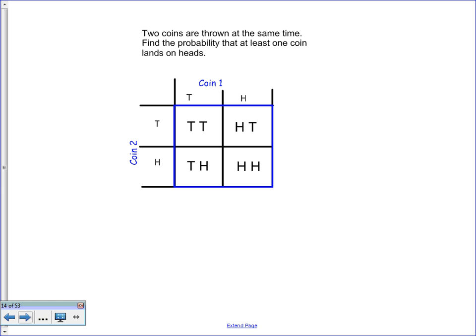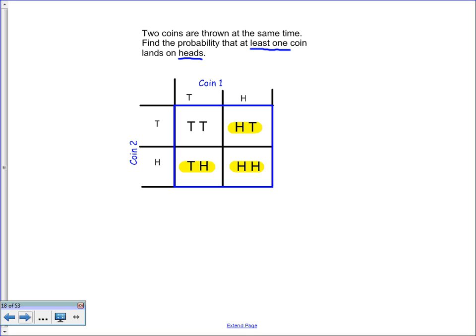Now the question is, find the probability that at least one coin lands on heads. So we circle the possible variations, and it should be head, tail, tail, head, or if you get head, head, that's good.